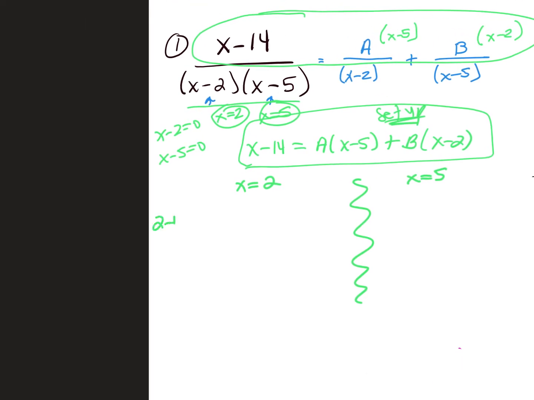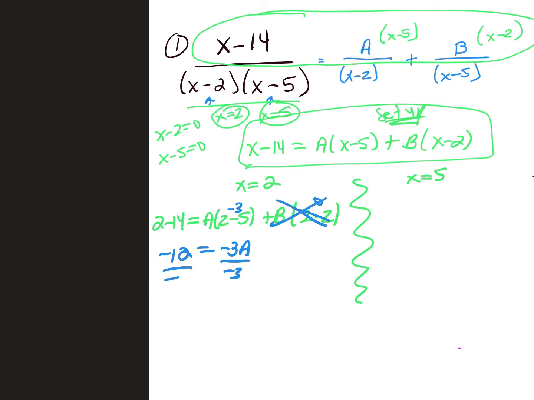So I have 2 minus 14 equals A times 2 minus 5 plus B times 2 minus 2. So now we simplify. 2 minus 14 is negative 12 equals 2 minus 5 is negative 3 times A, which is negative 3A. And then I have 2 minus 2 is 0, B times 0, this will just cancel out. Divide both sides by negative 3. And your A equals negative 12 divided by negative 3, which is 4.